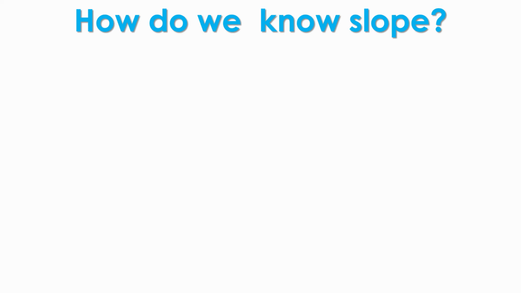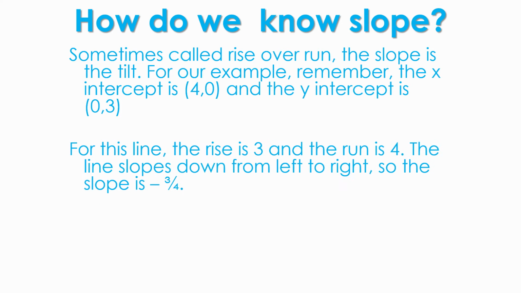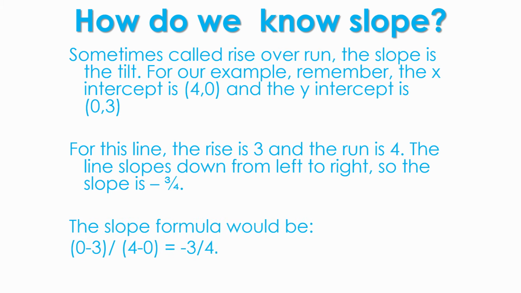Okay, so what are we expected to know about lines on a graph? First of all, the slope, which you probably know as rise over run. For this line, using the intercepts as our 2 points, the rise is 3 and the run is 4. Because the line slopes down from left to right, the slope is negative 3/4. Using the slope formula, it would be 0 minus 3 divided by 4 minus 0, which is negative 3/4.